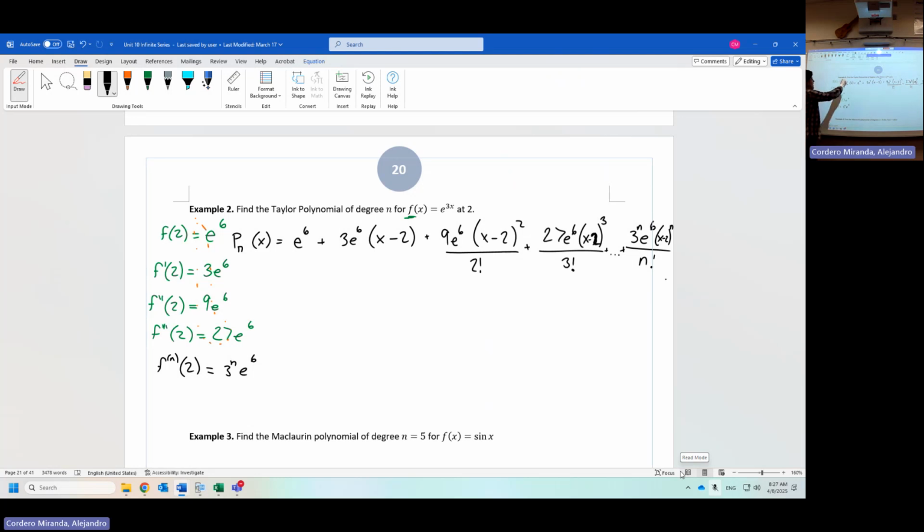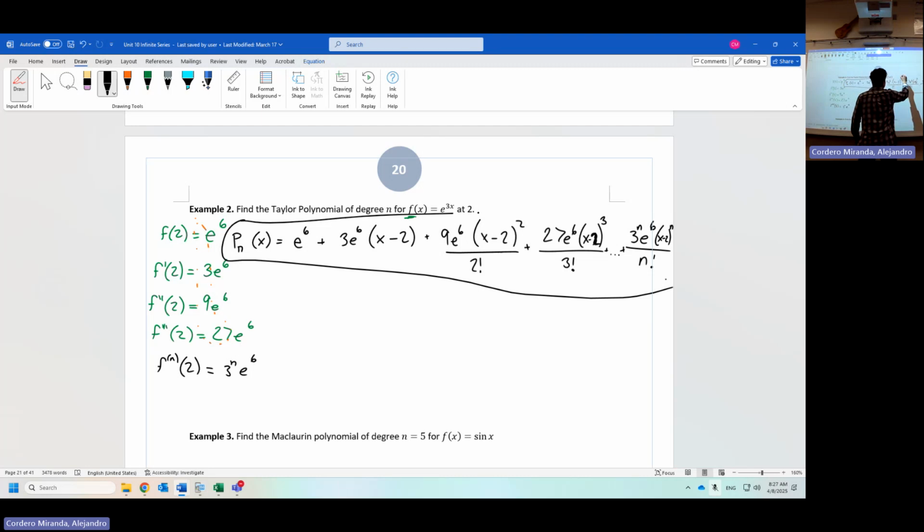Cool. And then again, if you're not seeing why we're doing this, now if you plug in 2 into this function or any of the derivatives of this function, you're going to match the original function at that derivative. Cool. All right. Makes sense. You see where the 3's came from, where the x minus 2's came from.